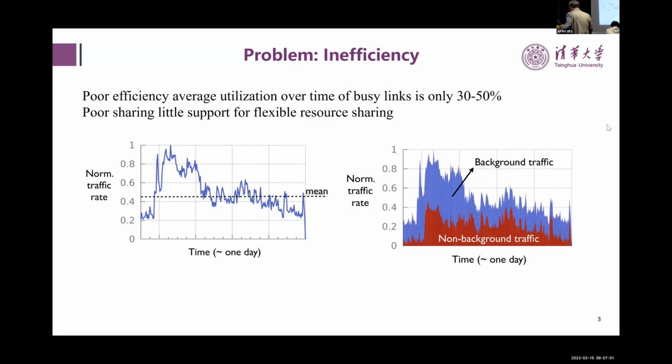Now I will introduce some problems in our practice. The network is in an inefficient state. Average utilization over time of busy links is only 30 to 50% across the management of Microsoft. There is little support for flexible resource sharing. We can see from the two pictures.